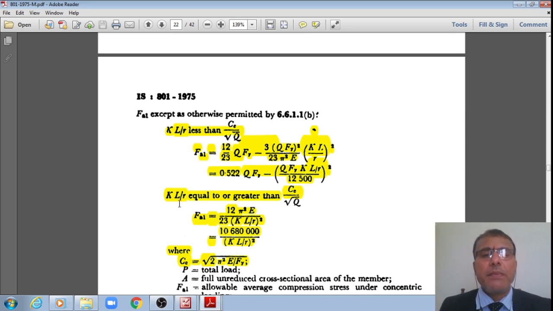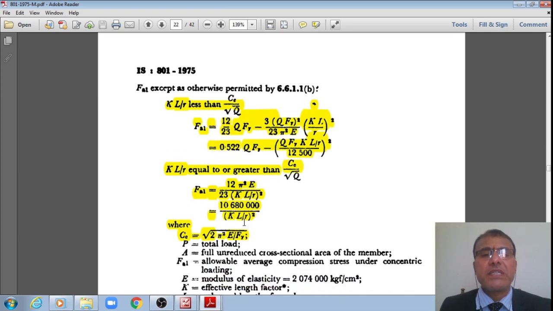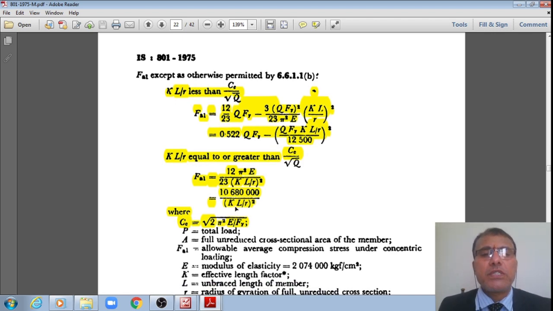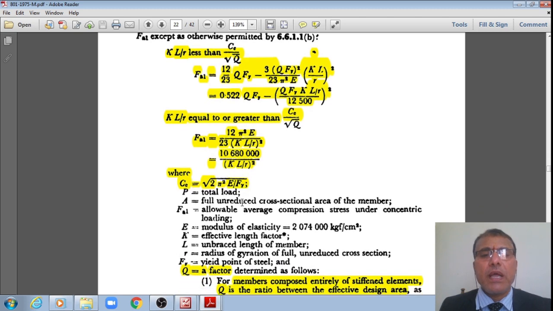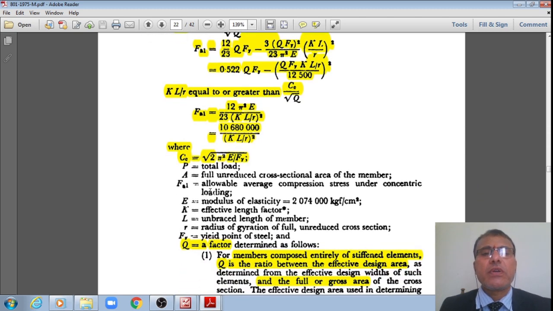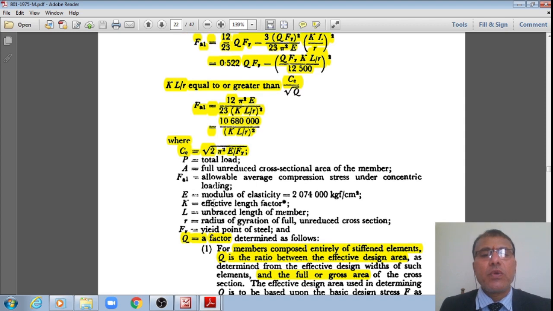If the slenderness ratio KL by R is equal to or greater than CC by square root of Q, then the allowable stress FAL is equal to 12 pi square E divided by 23 lambda square, where lambda is equal to KL by R, whole square, or that works out to 1,060,800 divided by KL by R whole square, or lambda square, where CC is equal to square root of 2 pi square E divided by Fy. Other notations you can go through, students.